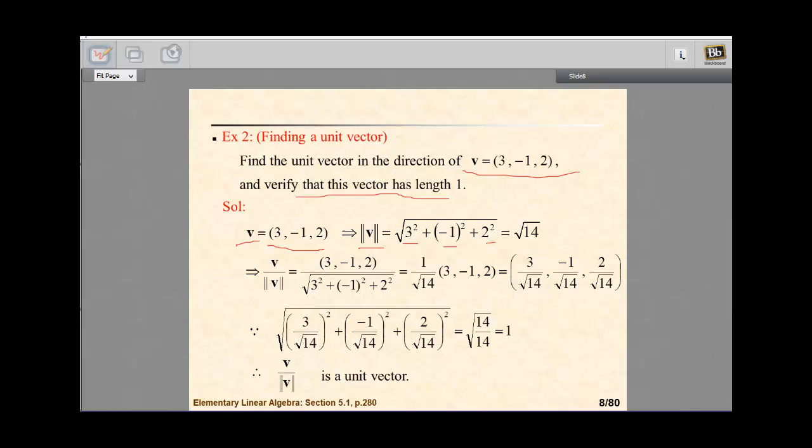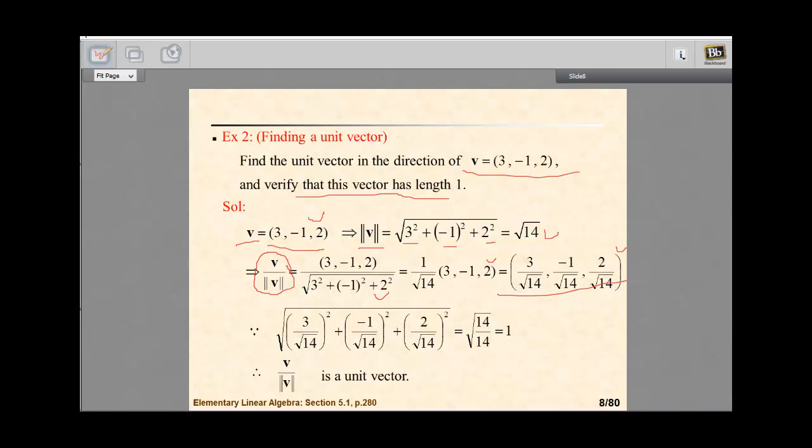In this way we can add them. We will get under root 14. So the formula to find the unit vector will be v upon norm v. Put v on the upper side as the numerator and norm v will be the denominator. That will be equal to (3, -1, 2) upon under root 14, so 3 upon under root 14, minus 1 upon under root 14, 2 upon under root 14. This is the unit vector.